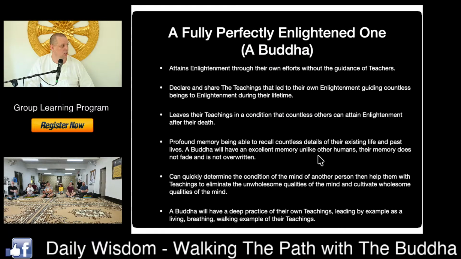So to get us started about what is a Buddha, there's three main criteria that make a Buddha a Buddha. And then there's some others as well, which I'll teach you. The first primary criteria of what makes a Buddha is that they get to enlightenment by themselves without the help of any teachers or any guides.